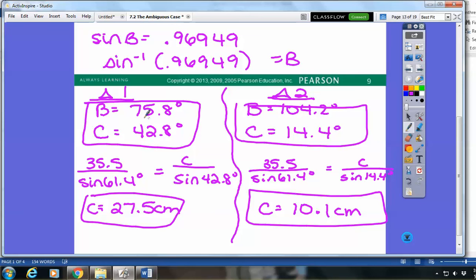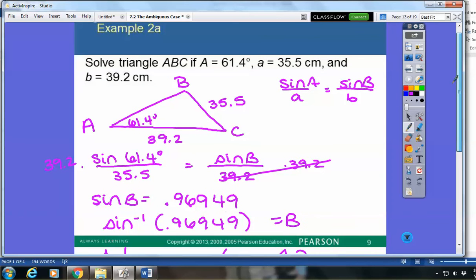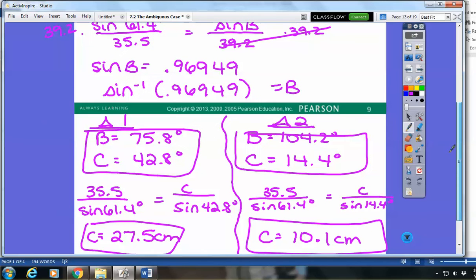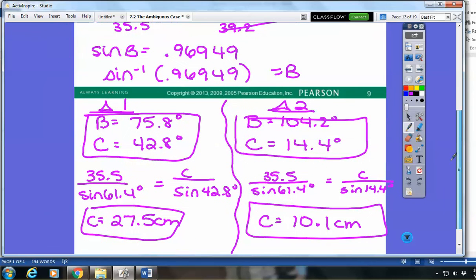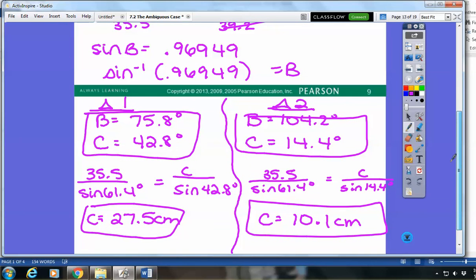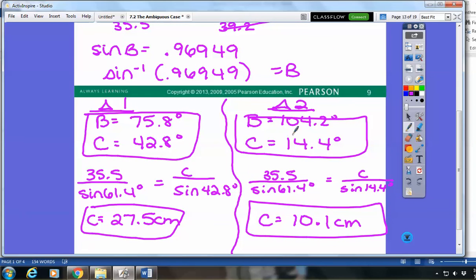So if we did a quick check in triangle 1, angle B was the biggest. Is side B my biggest side? Yeah. Angle C was the smallest. Is side C my smallest side? Yeah. Okay, same thing in triangle 2. Angle B is the biggest angle, and side B turned out to be the biggest side. C was the smallest angle, so side C is the smallest side.